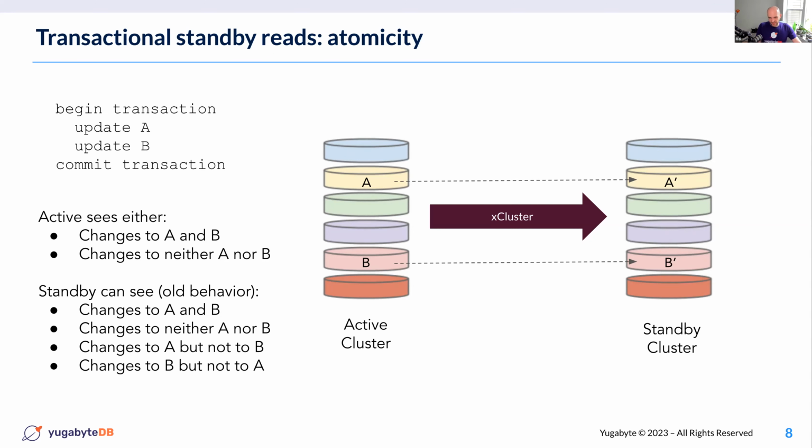With the feature that we just implemented, we basically close this gap, right? And we make sure that you either see both or you don't see either, which is exactly what we're looking for from the transactional consistency perspective.